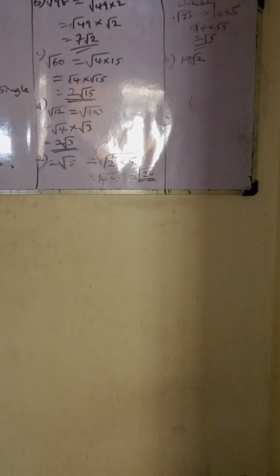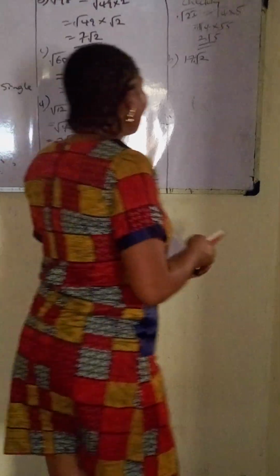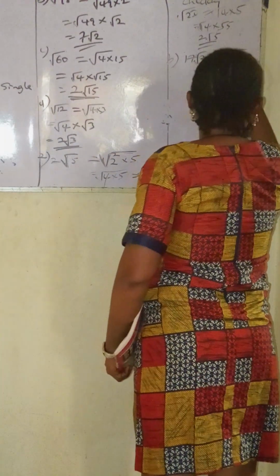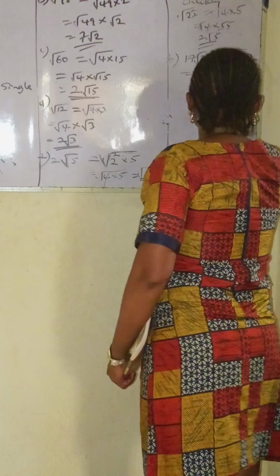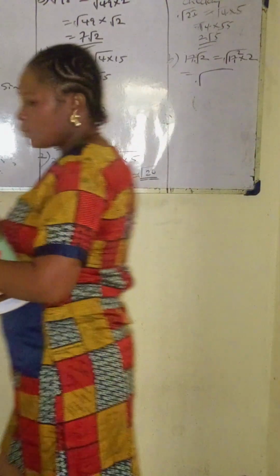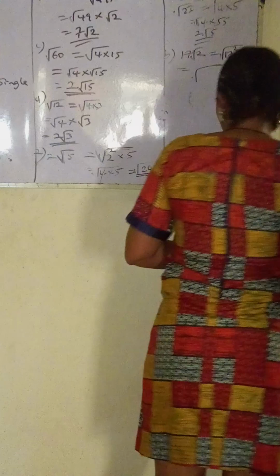So we are going to square 17 root 2. So we are going to square 17 now. So this will give us what? The square root of 17 squared times 2. So what we are going to do now is this: we are going to square 17. So 17 times 17 will give us what?